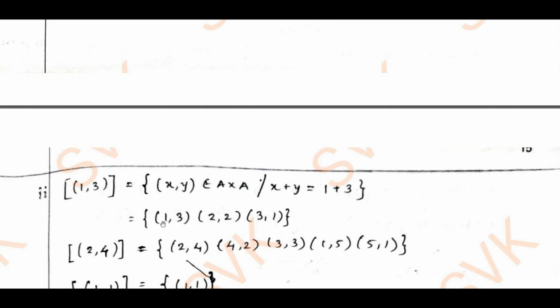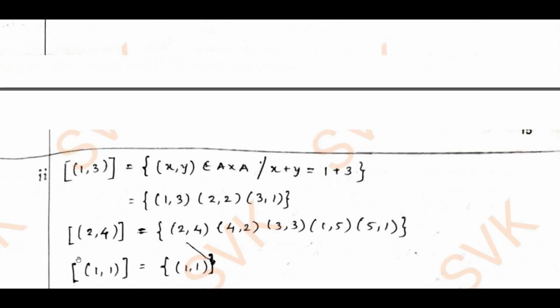I am writing such relations. So that is (1, 3), (2, 2), (3, 1). These are the equivalence class of (1, 3). This is the equivalence class of the ordered pair (1, 3).